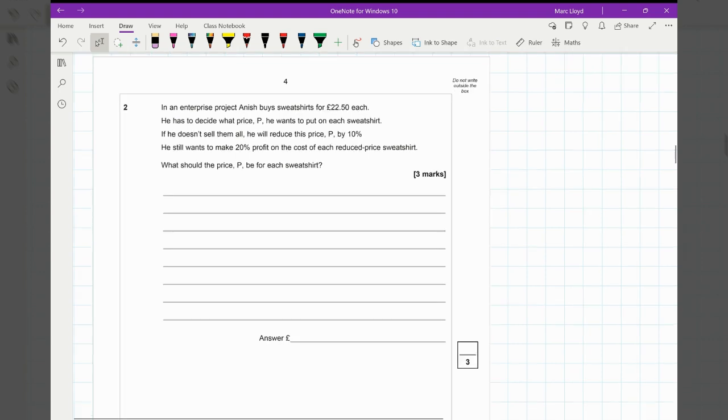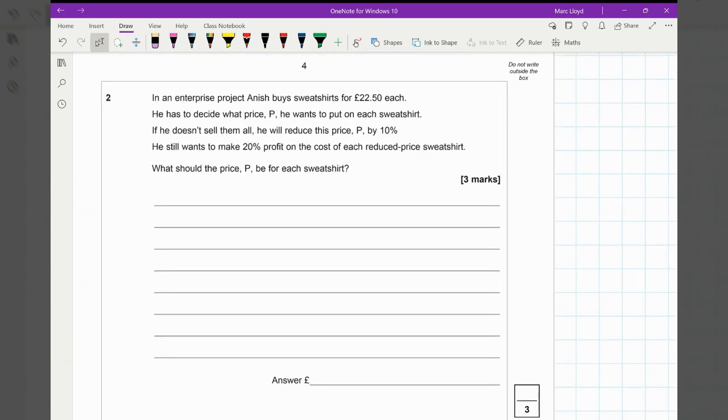So on to question 2. In an enterprise project, Anish buys sweatshirts at £22.50 each. He has to decide what price he wants to put on each sweatshirt. If he doesn't sell them all, he will reduce them by 10%. He still wants to make 20% profit on the cost of each reduced price sweatshirt.